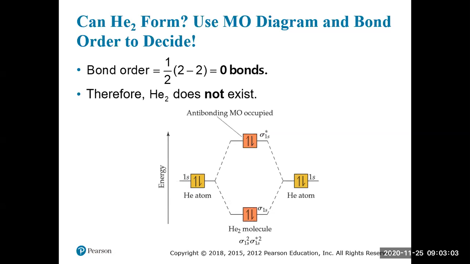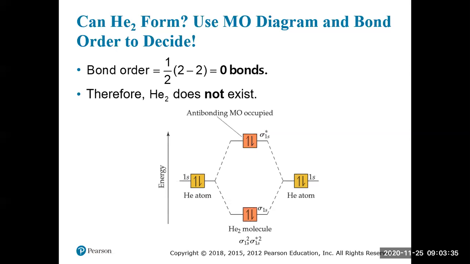So we go ahead and draw our molecular orbital diagram. We have on the left and right representations for those helium atoms. In each case, we have a pair of electrons in the 1s orbital. Then in the middle, we have the bonding and antibonding molecular orbitals that we draw. The bonding is lower energy, the antibonding is higher energy.